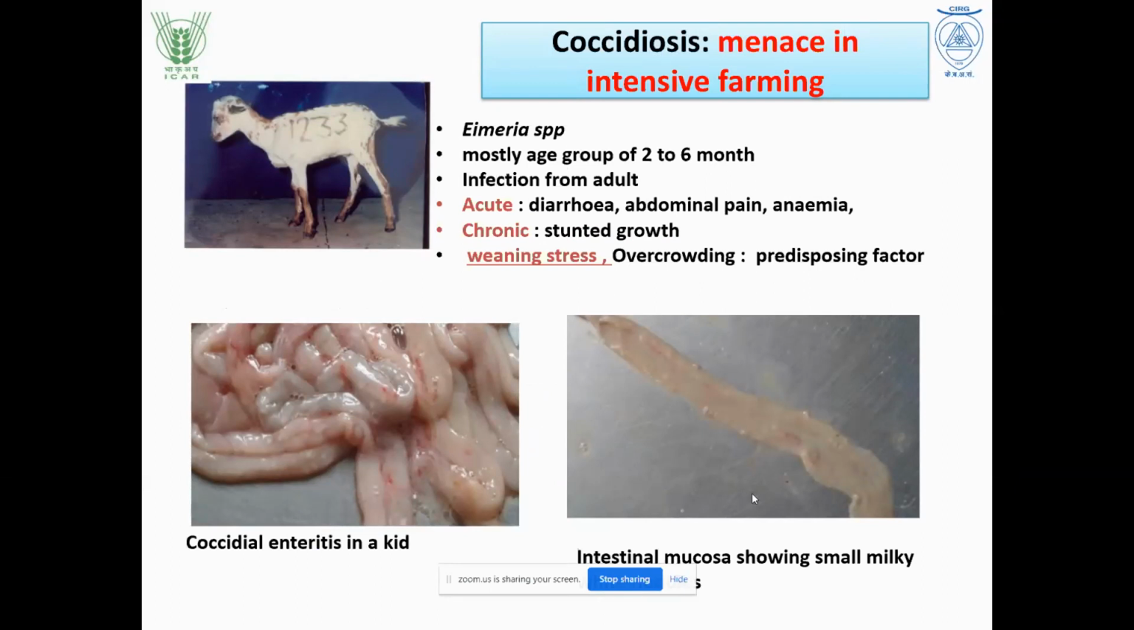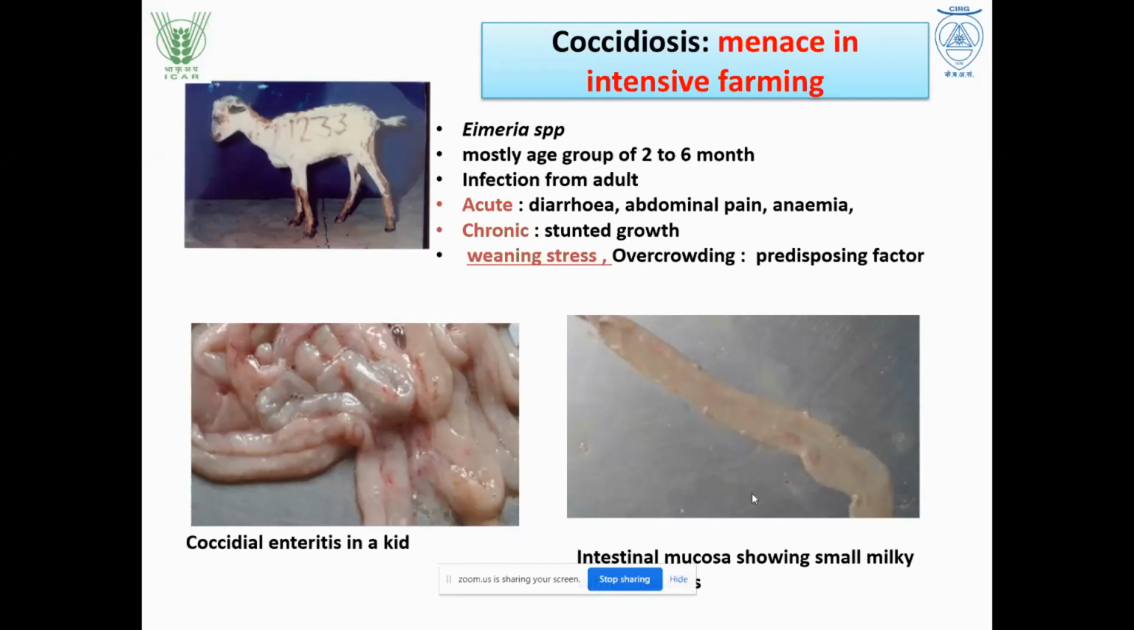It depends upon the load of the infection, and upon the extent of the damage to the intestine. So the chronic form is also very important in the intensive system of management, where the younger animal is not responding to the nutrition and has stunted growth.